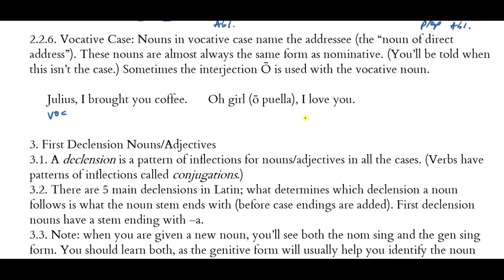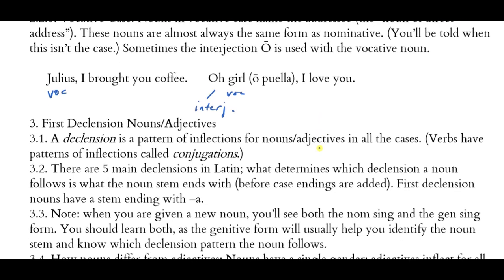Now, here in our second sentence, I have, "Oh, girl, I love you," right? Girl is my vocative noun, and I have the interjection here, oh. So, oh, puella, I love you.